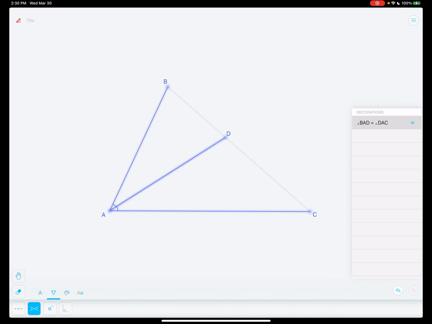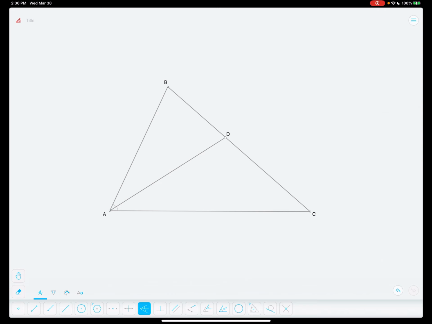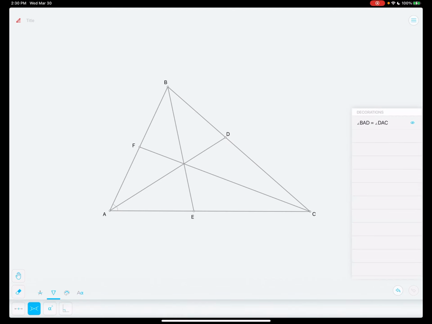And I can do the exact same thing with ACB and ABC. So now I have three segments which are able to bisect all of my angles. If we look over here, ACF is going to be the same measure as FCB, and ABE is going to be the same measure as EBC.